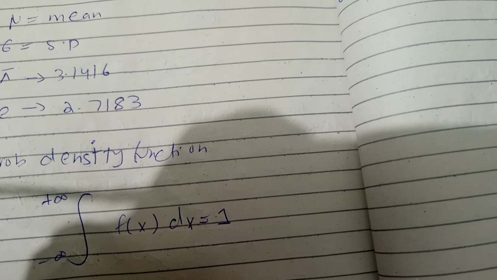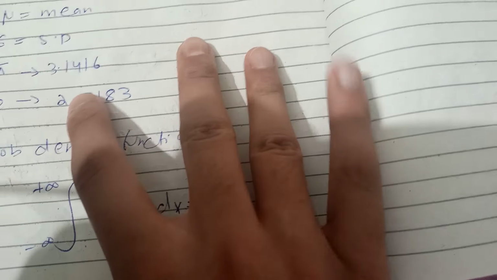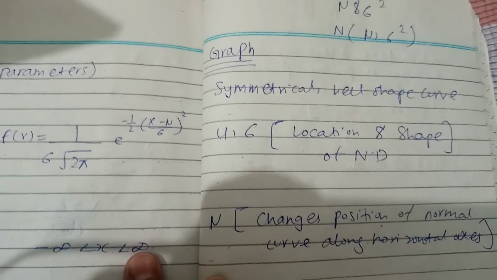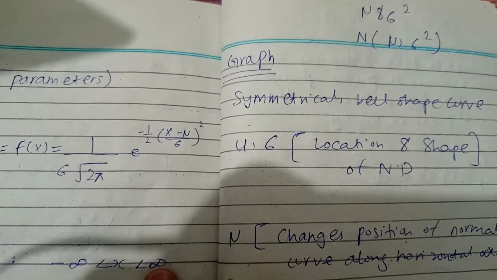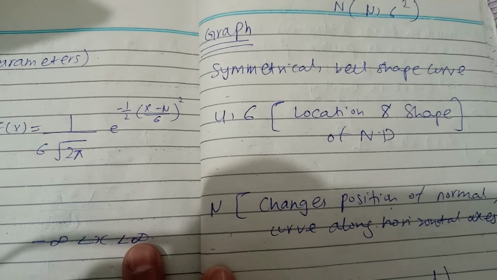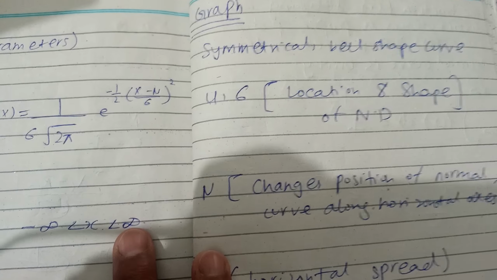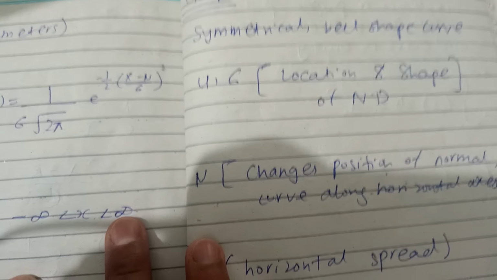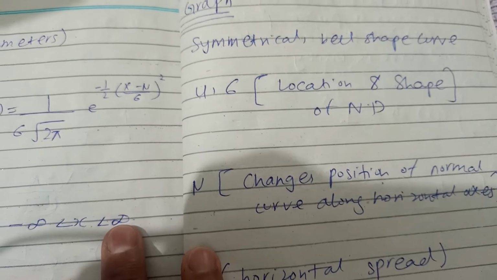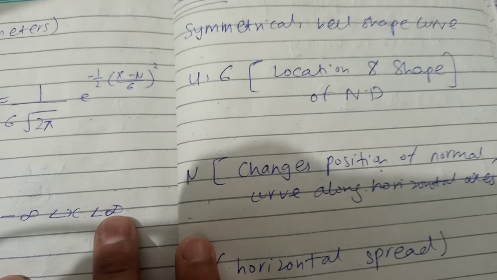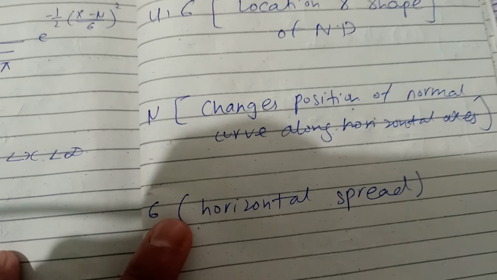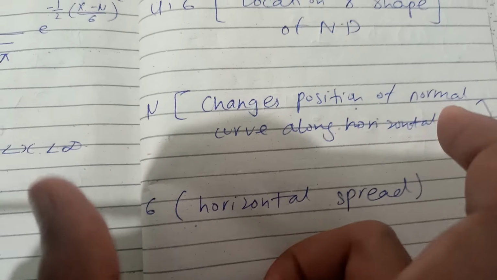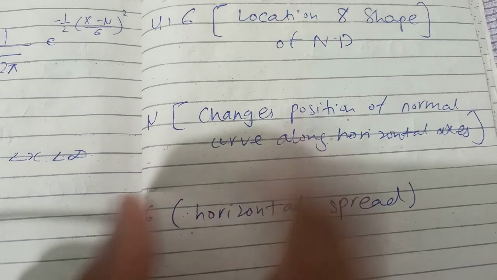The probability density function integral of f(x) dx is equal to 1. We are going to prove it in our derivation in this video. That's very important. As we have talked about its graph, in which we have talked about two things, one of them is sigma and one of them is mu. So the graph is a symmetrical, bell-shaped curve. Now what are mu and sigma telling us? They will tell us the location and shape of the normal distribution. Mu changes the position of the normal curve along the horizontal axis, and sigma tells us about the horizontal spread, like how much the graph is spread, and mu tells us the position of the curve.